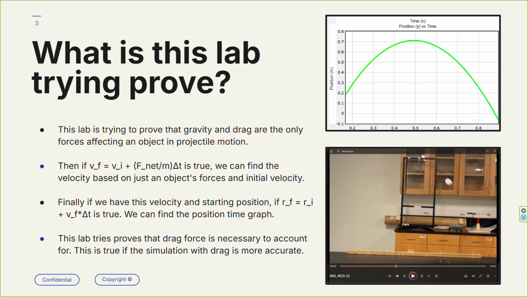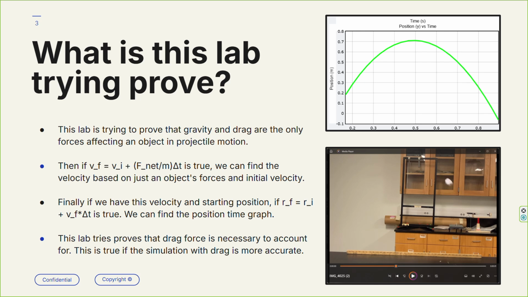So what is the lab trying to prove? Well, it's trying to prove that something in projectile motion, so something thrown in the air, like this paper ball, will only have forces of gravity and drag on it. Or actually, the only forces that we need to account for are gravity and drag. It's also trying to prove the velocity update and position update formulas, which you can see in bullet points 2 and 3.